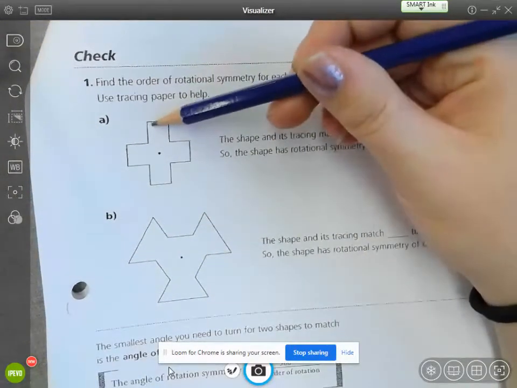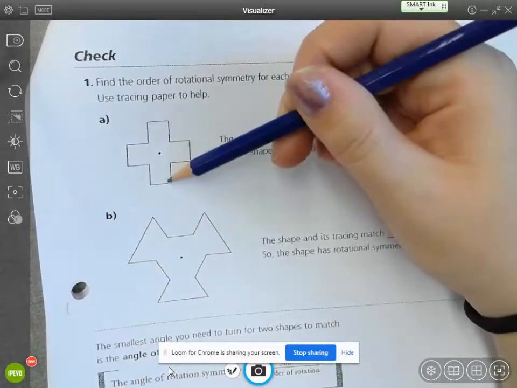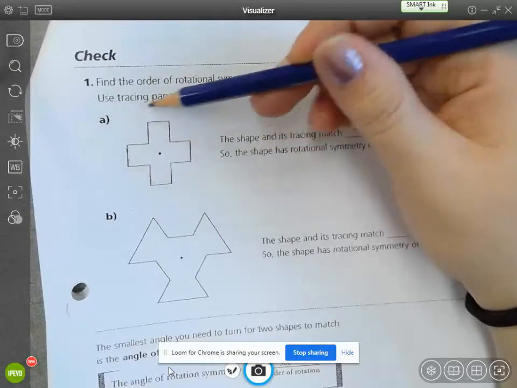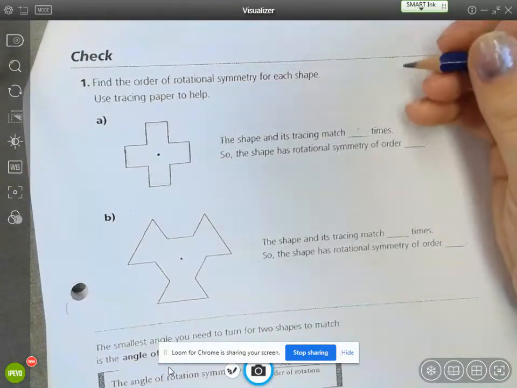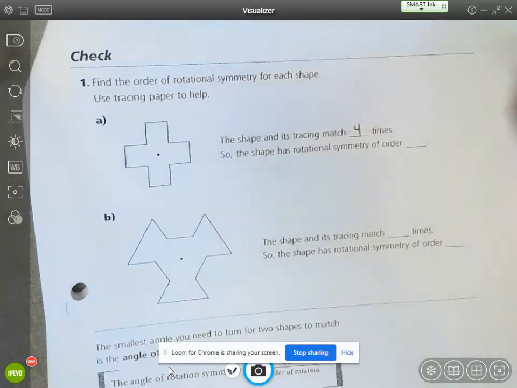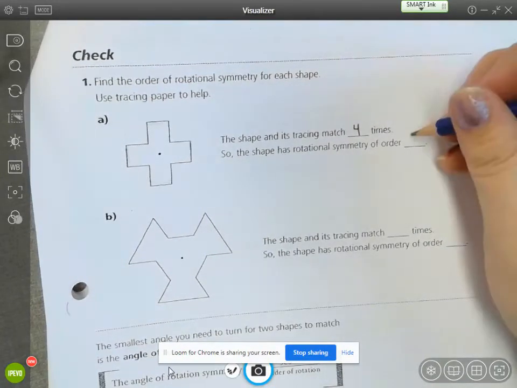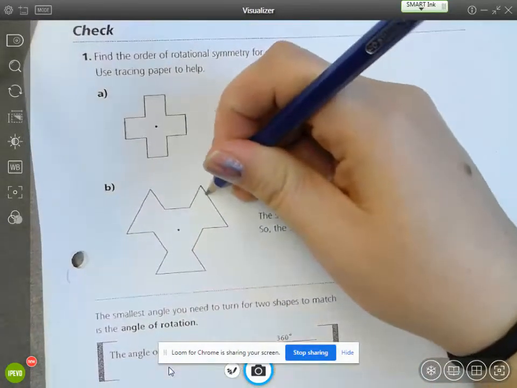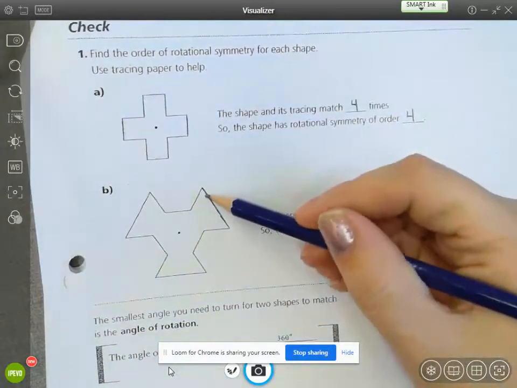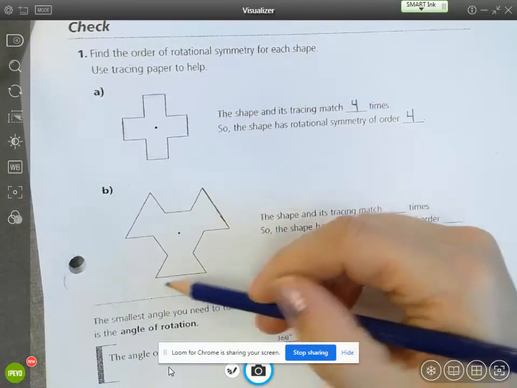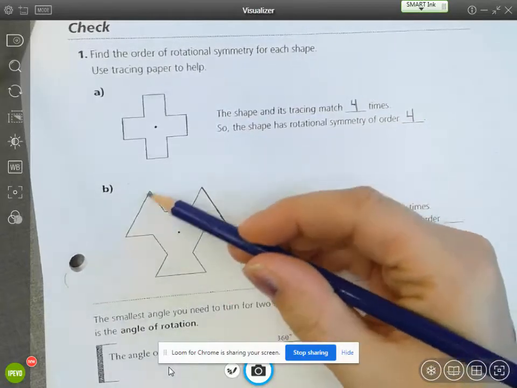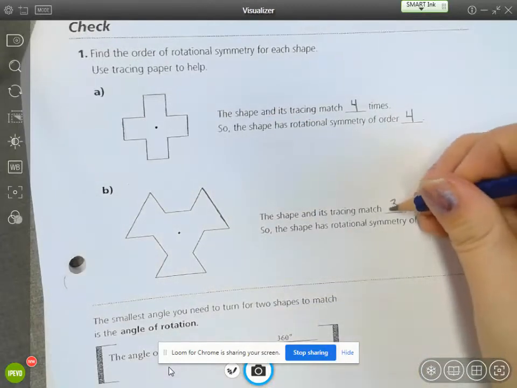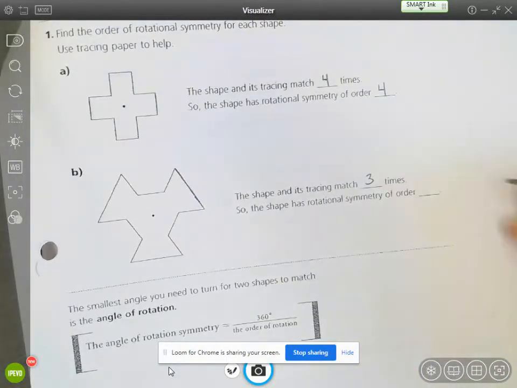So 1, this line right here would match once, twice, 3, 4 times when it's back at the original, so you can picture it spinning. So the shape and its tracing would match 4 times. So the shape has rotational symmetry of order 4. Okay, if I looked at this one, so I'm going to say that this is like my original line. Okay, so if I were to spin this, this line would match up down here. So once, over here, twice, and then back where I began, 3. So the shape would have a rotational symmetry of order 3.